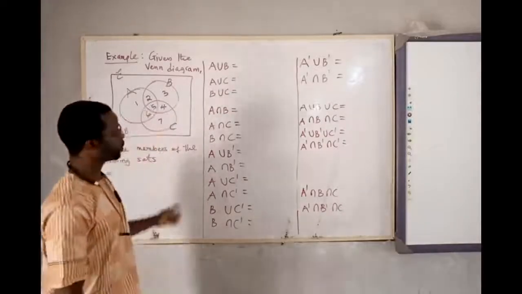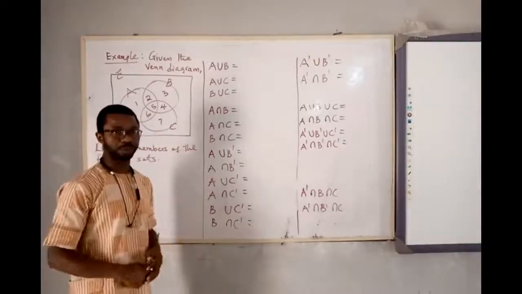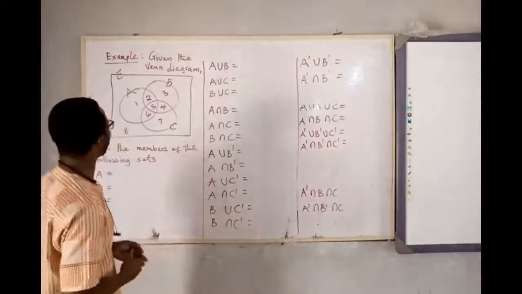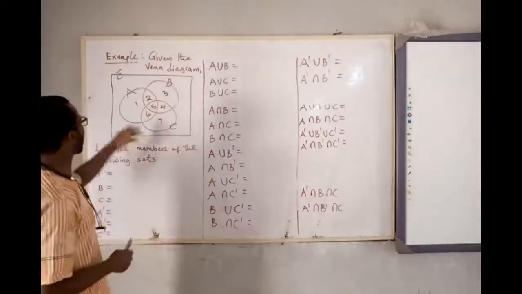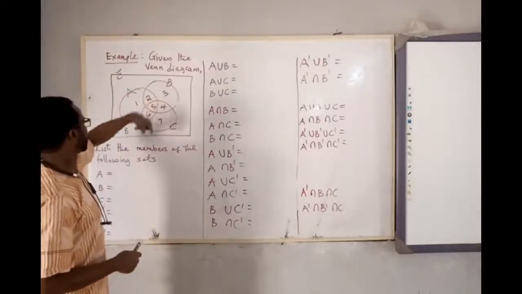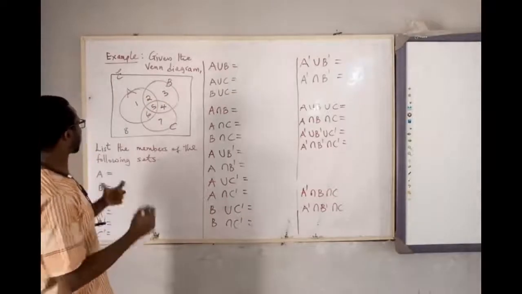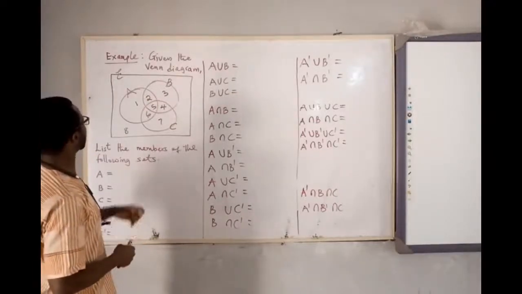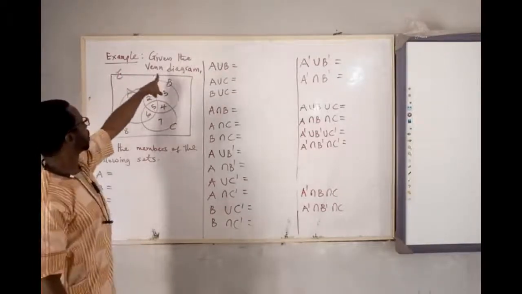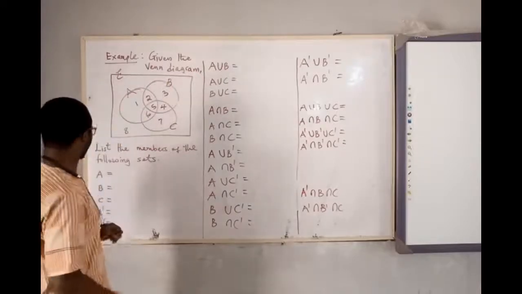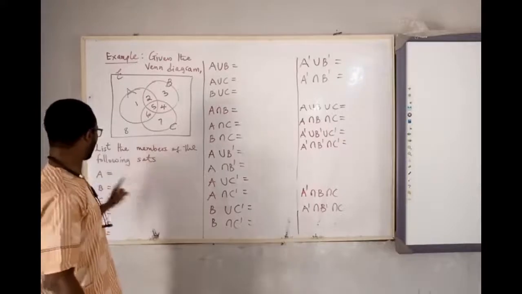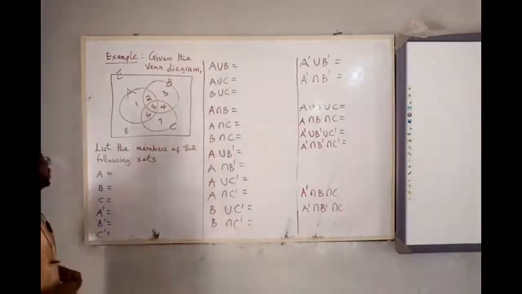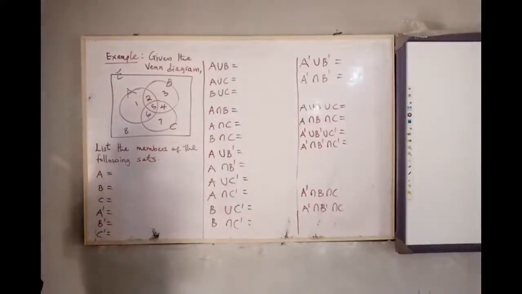I'm making this video to help students know how to list members of a given set. Here we have 3 circles intertwined, and the question says, given the following diagram, a Venn diagram, we are to list the members of the following set.